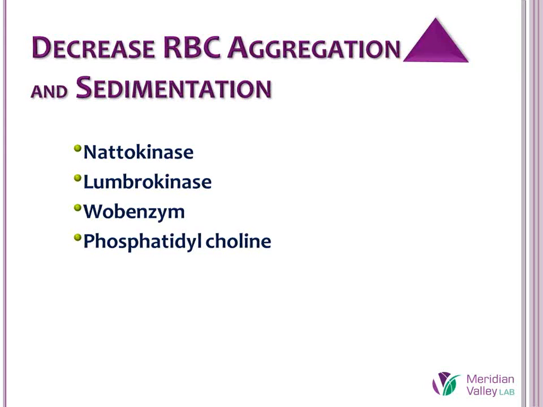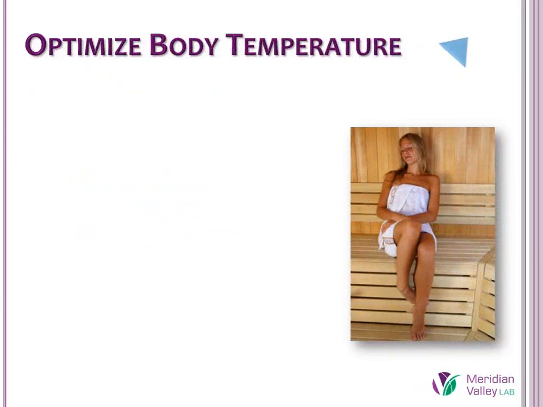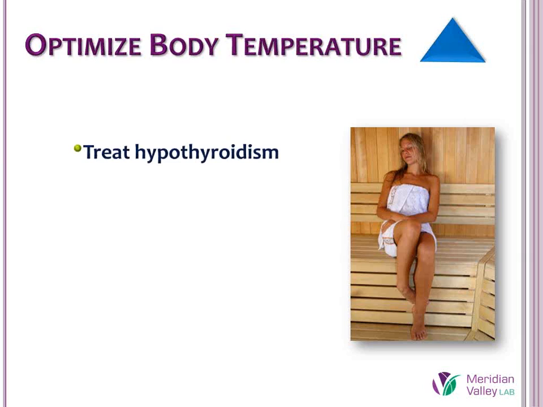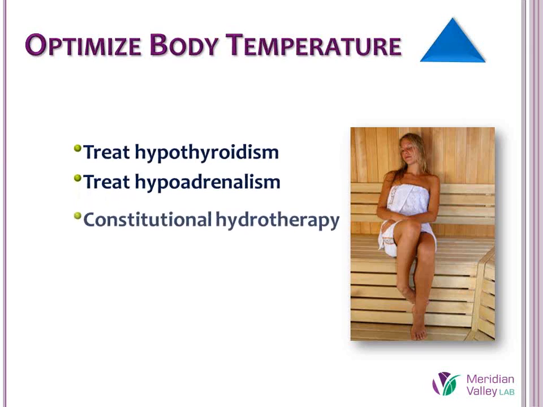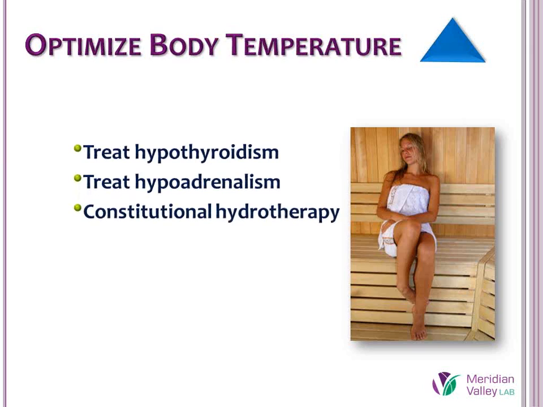And then last but definitely not least is optimizing body temperature. So you want to treat hypothyroidism, treat hypoadrenalism, which can also cause a low body temperature. We can use constitutional hydrotherapy, which is very effective in raising body temperature. Saunas, exercise can raise body temperature, and there may be other things.